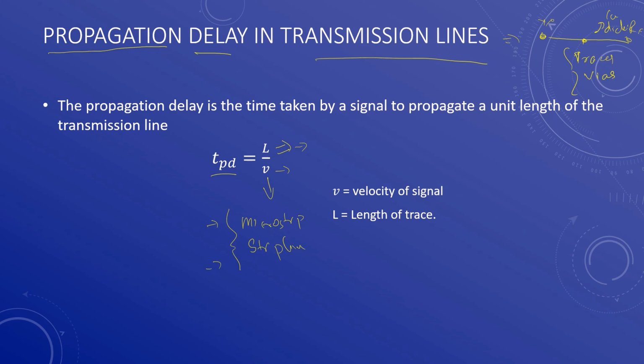In some of the major books you will see the transmission line propagation delay defined as a per unit length entity. You can do that also. That will make TPD equal to 1 by V, and then you need to multiply this with the total length of your transmission line. Then you will get the transmission line propagation delay for the whole length.